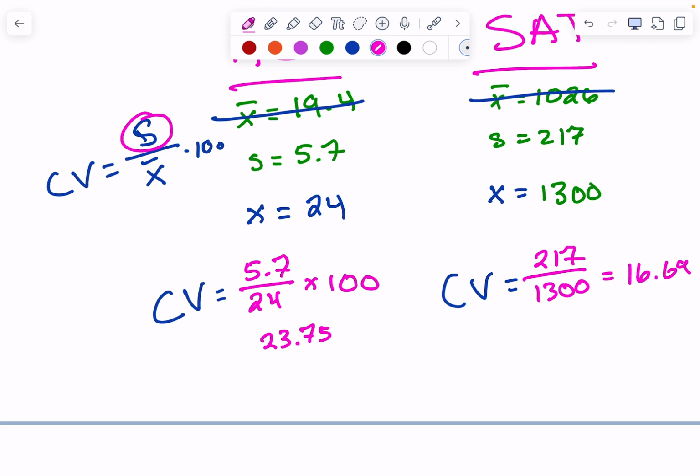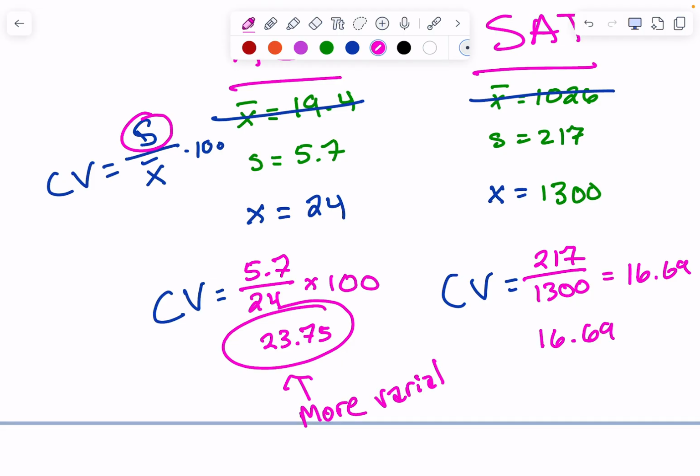16.69 if you take it times 100. ACT. Now, here's the deal. This is not telling me which one I did better on. This one is telling me how much further I did away from the average. Like this one I had more variation, more variation relative to SAT. Does that make sense? Not necessarily that I did better.